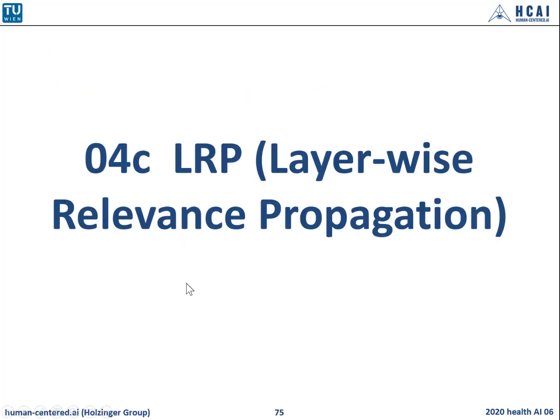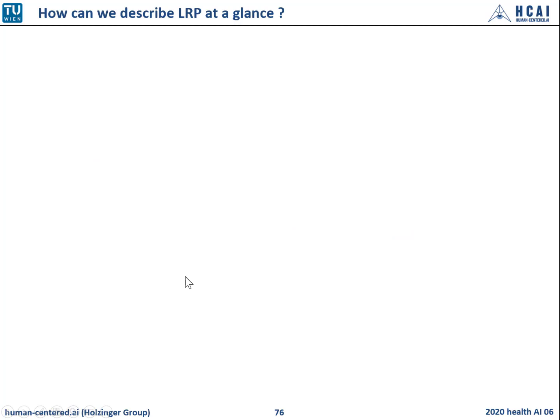Very popular now, maybe one of the most popular XAI methods, is LRP. So this is from the TU Berlin group around Klaus-Robert Müller. And on layer-wise relevance propagation you will get our last assignment.